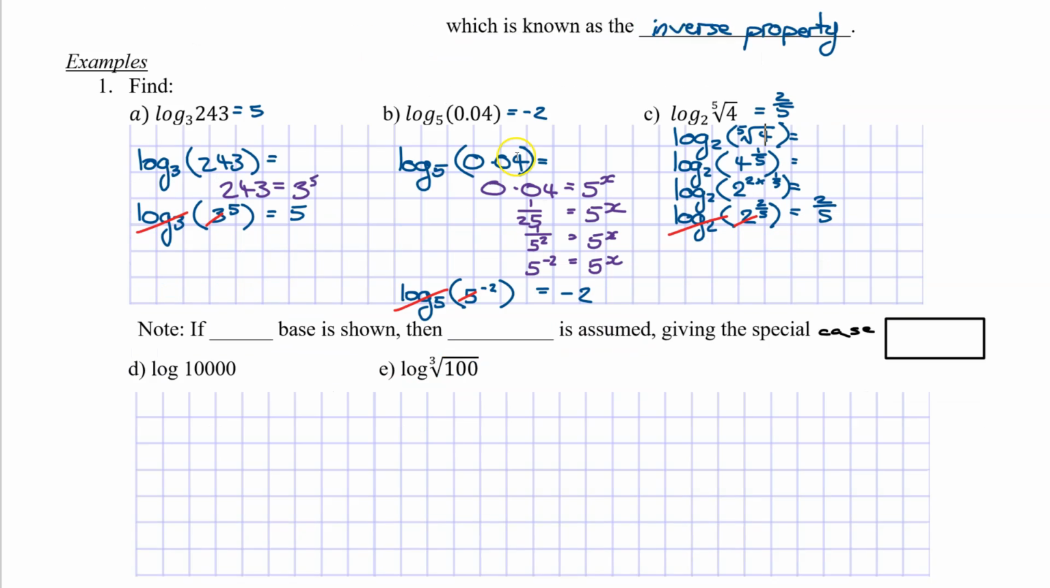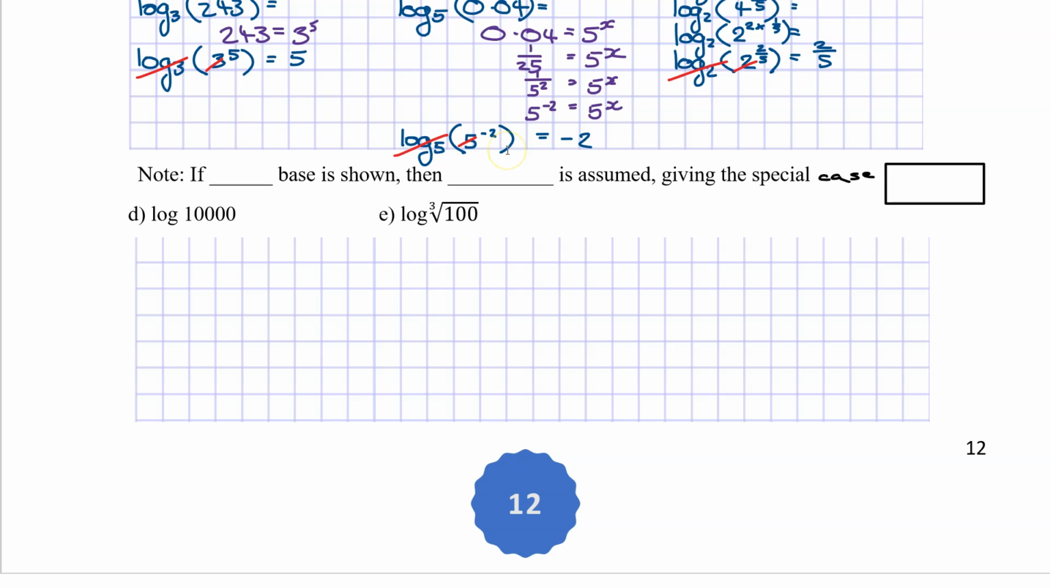Now moving on to some more difficult questions, we have to take into consideration a different case. So if no base is shown, then base 10 is assumed, giving the special case log base 10 of 10 to the x simply equal to x.